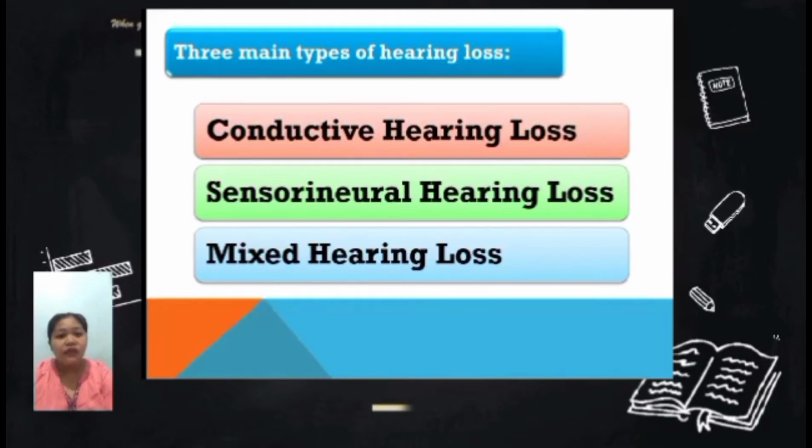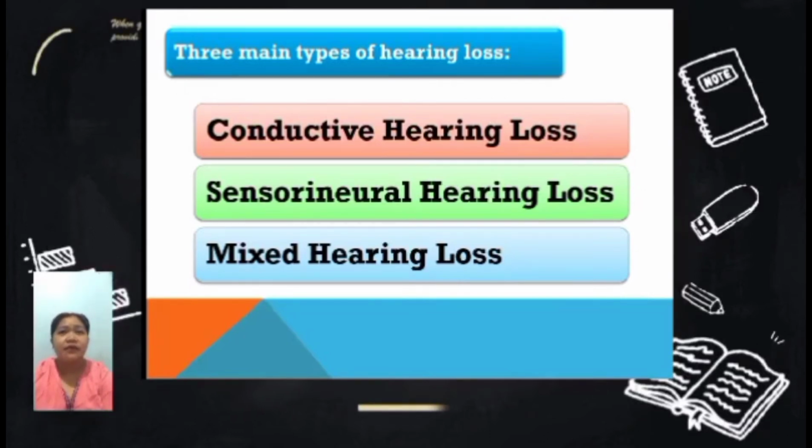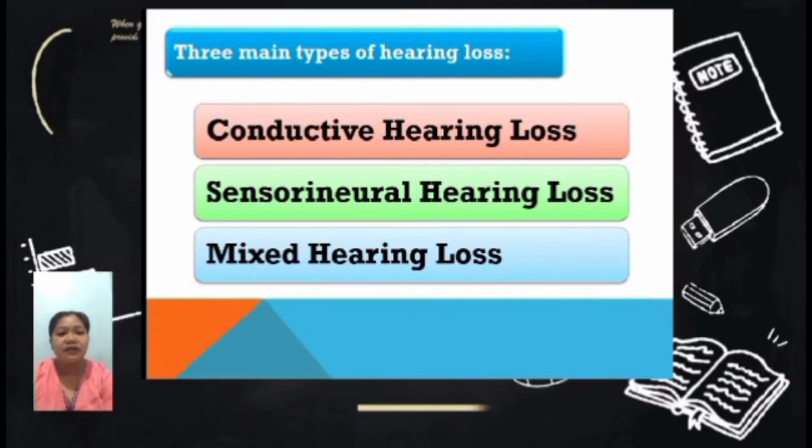Your child's audiologist helps you determine the next steps of the child's care or the management of the hearing loss. They can tell which type of hearing loss the child has.